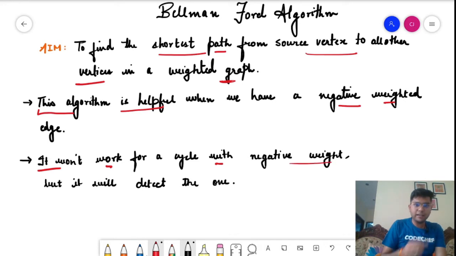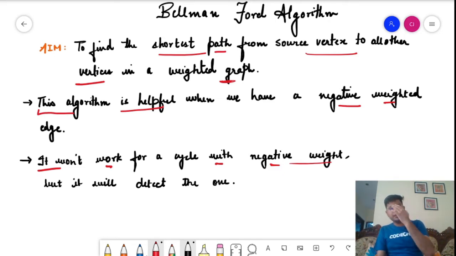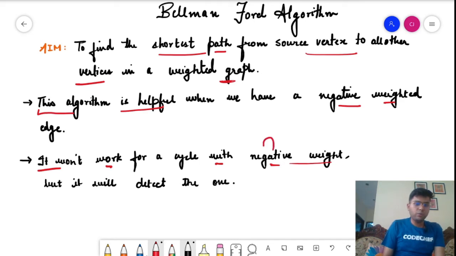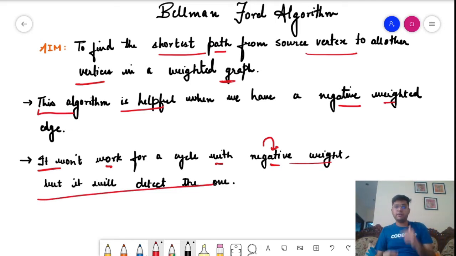If there is a cycle in the weighted directed graph and that cycle has a negative total weight, then it won't work. The distance will reduce as much as possible, then again reduce to a negative value lesser than the previous value, and again and again. So it won't work in that case, but it will detect whether the graph contains such a cycle or not.